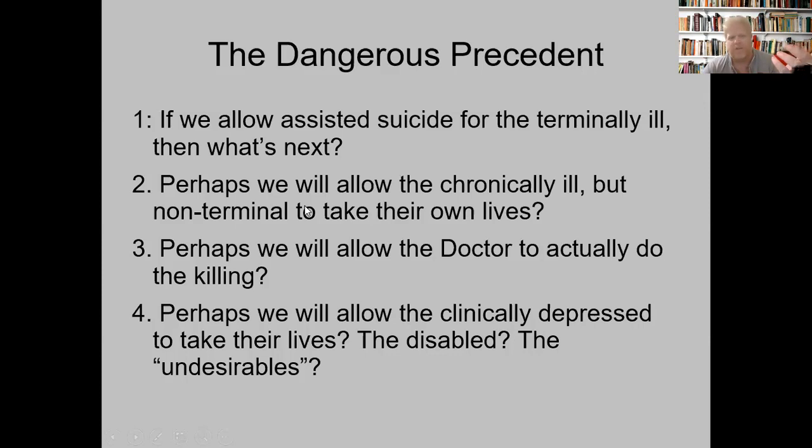So if you allowed 1 and 2, do you have to allow 3? Not necessarily. If you allow 1 through 3, do you got to get through 4? Not necessarily. So in each step the next step isn't obvious or necessary.